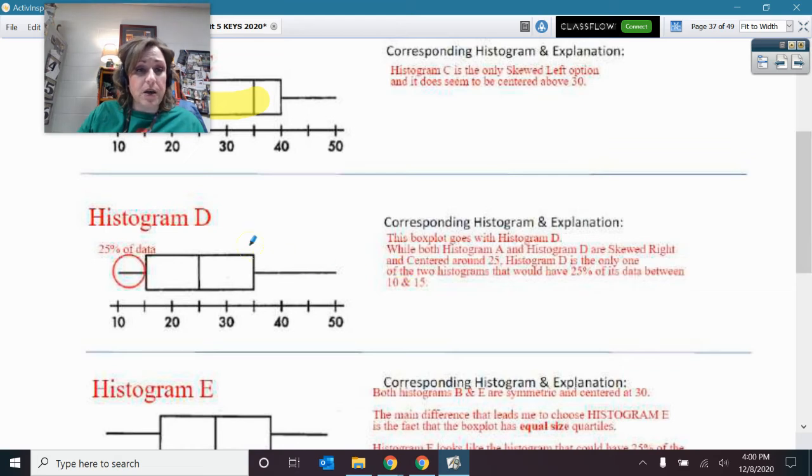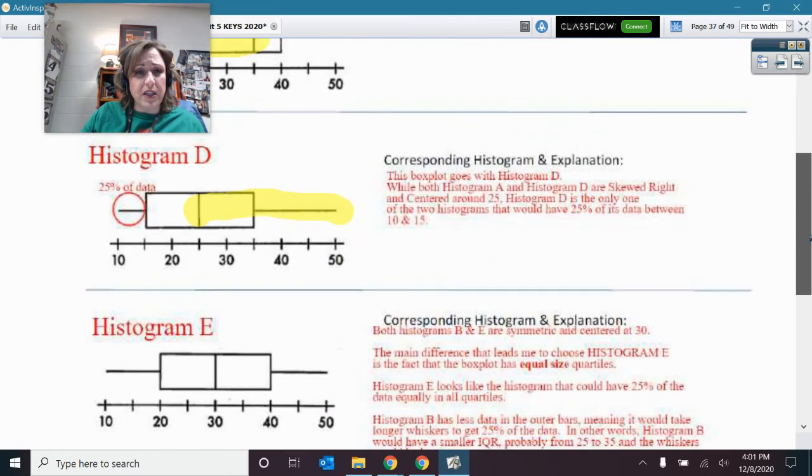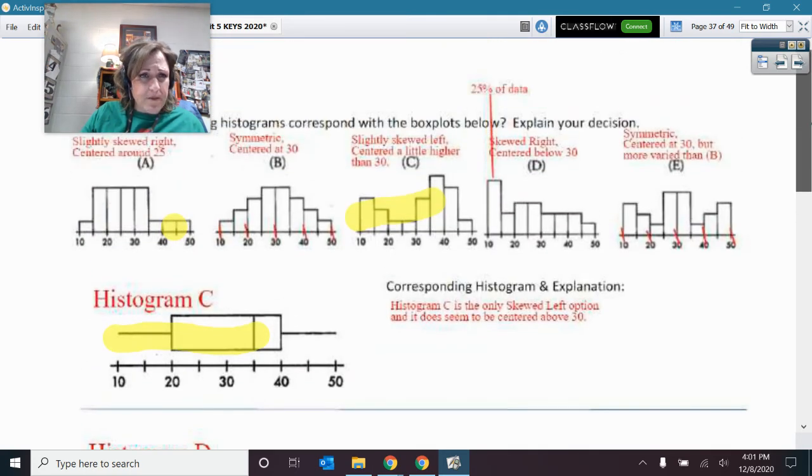Next, histogram D. Oh, this one is skewed to the right. Now, while this one may be kind of skewed to the right a little bit, it's just got a little bit extra right there on that right. I think D is more skewed to the right. D is centered around 30 or a little below 30. Okay, D is a little below 30.